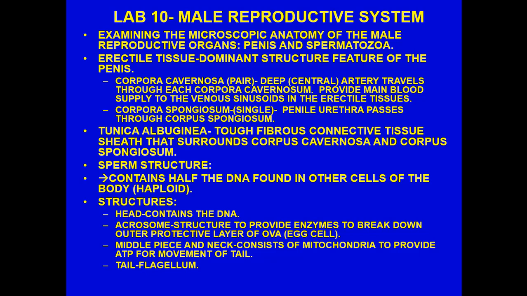But what they do is they sort of trap the blood for a period of time. Okay? Now, there's also a central structure, and that is the corpus spongiosum, and that's where you have the penile urethra passing through it. By the way, a small minor issue.